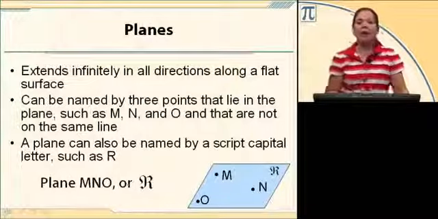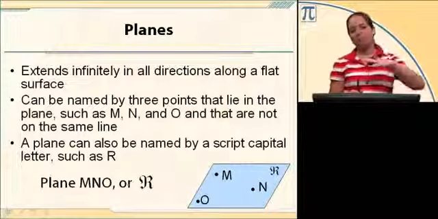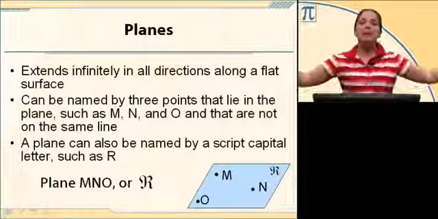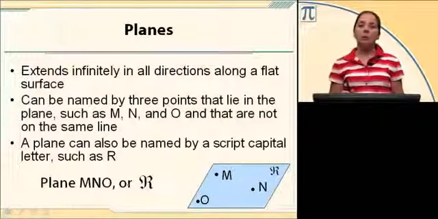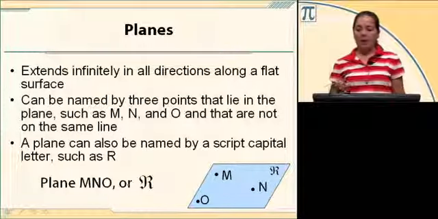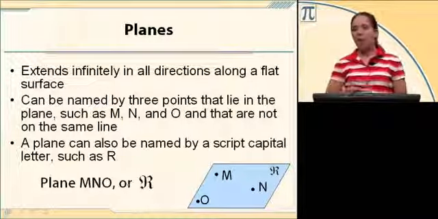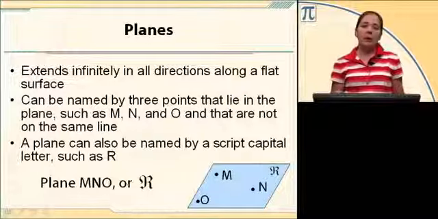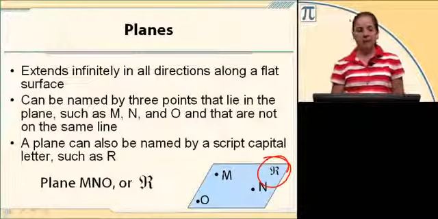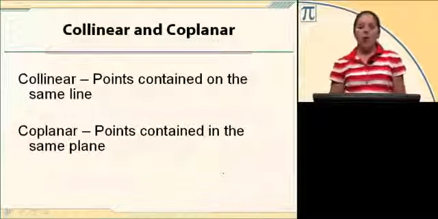Planes extend in all directions along a flat surface forever. So that piece of paper, that's an example of a part of a plane. If you imagine that piece of paper extending forever in all directions, that would be a plane. When you name a plane, you name it with 3 points. Here I've got points M, N, and O, so I can name it MNO, OMN, NOM, whatever order you want, name it with 3 points. Or you can use a script capital letter, in this case, R. So, planes. Collinear and coplanar.